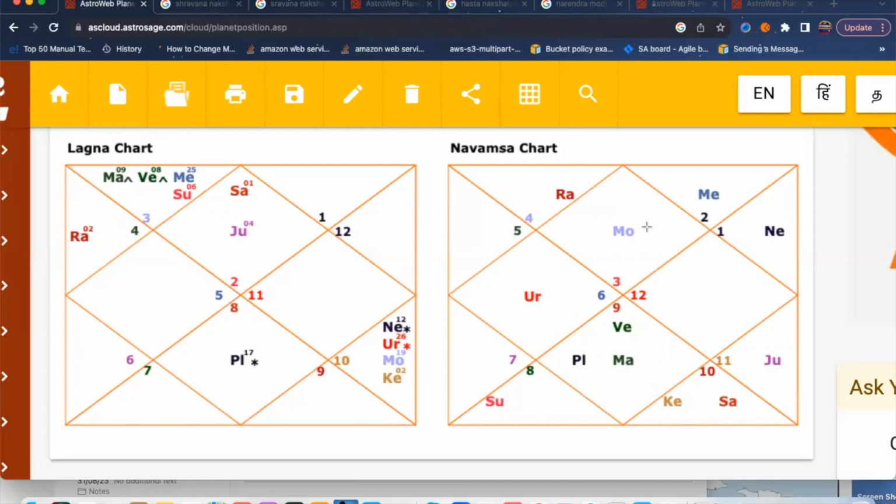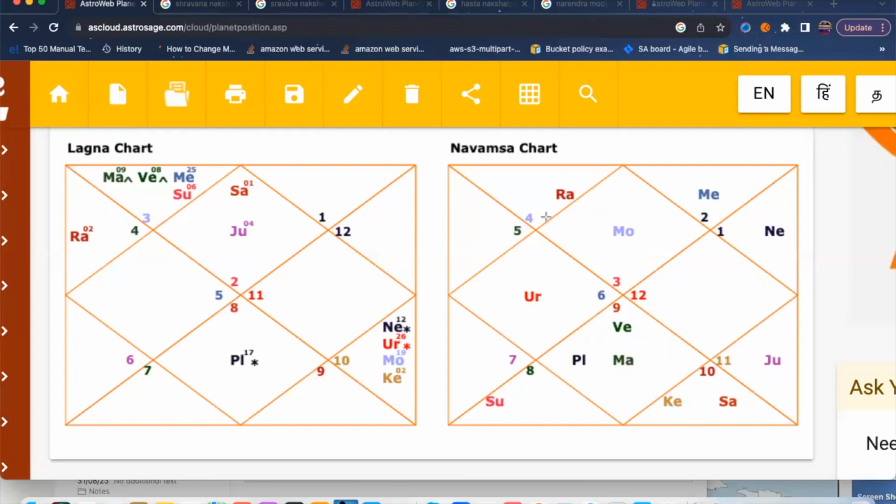Okay, so the first house in the Navamsa chart represents the personality of a person. It also represents the behavior of the person in married life. The first house should be strong. Okay, here in this case the second house Lord is sitting in the first house. Okay, and now coming to the second house.